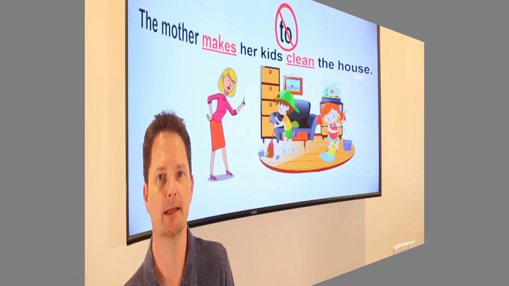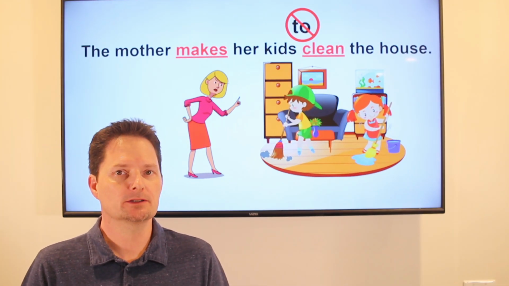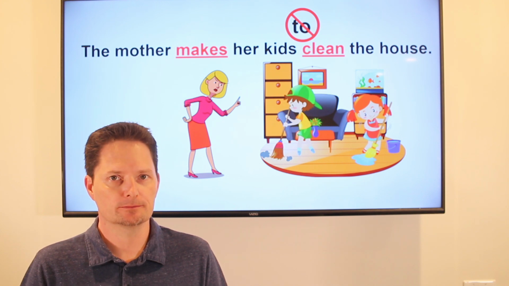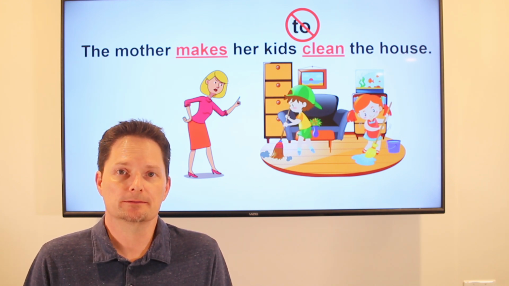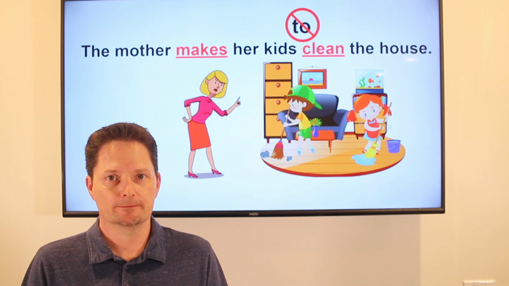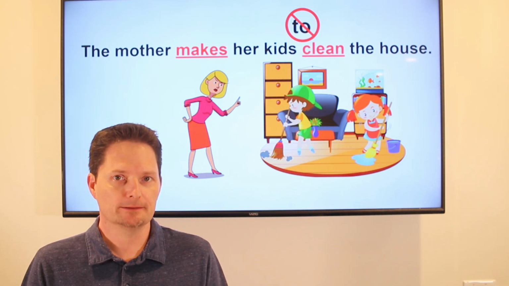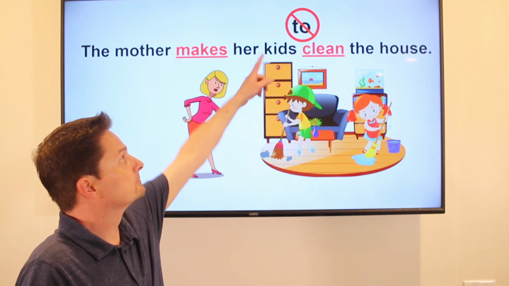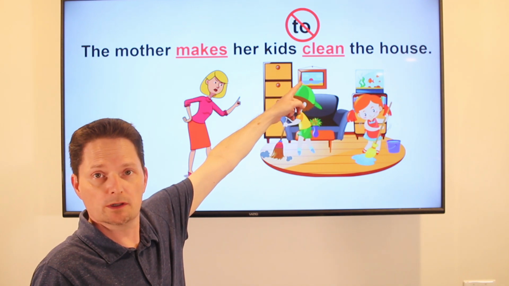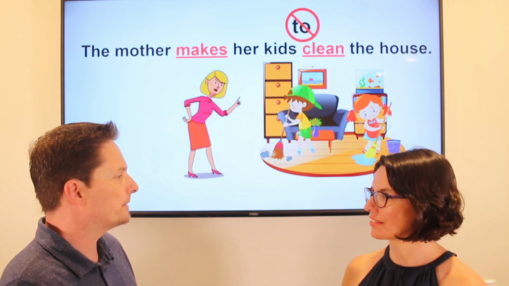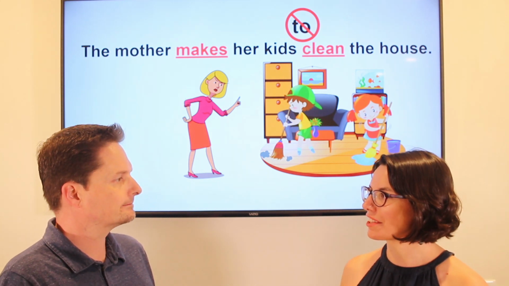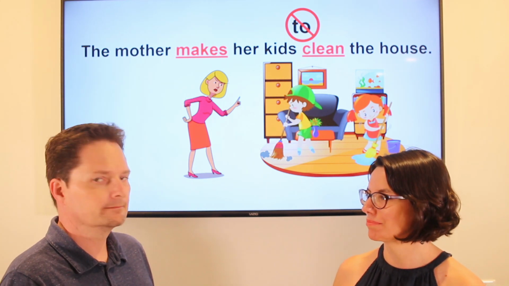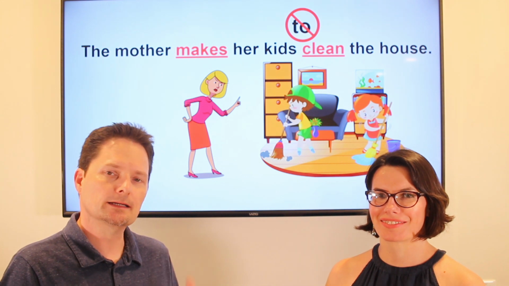Very good. Example: the mother makes her kids clean the house. The kids have no choice. The mother is the authority. She makes them clean. And remember, no "to", not "to clean", only clean. Let's practice. Does the mother make her kids clean the house? Yes, the mother makes her kids clean the house.